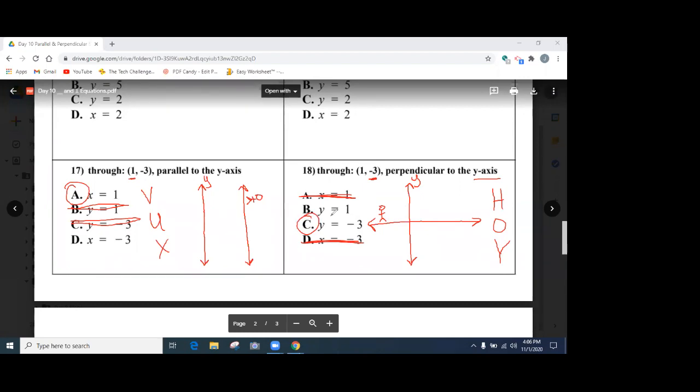You also have one question on the quiz from last week that had this as a question. Now, it didn't say parallel or perpendicular. It just gave you the slope of 0 or undefined. And so you could connect it to Hoy or Vux and get your answer really, really easy.